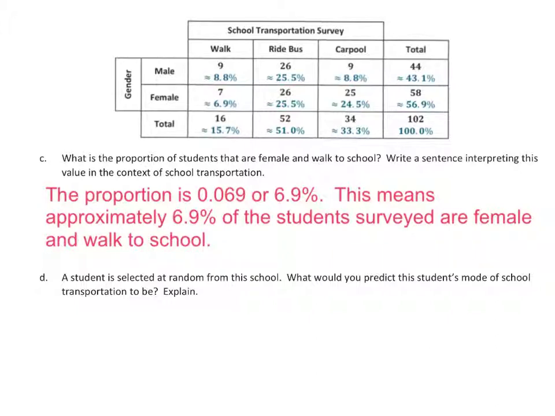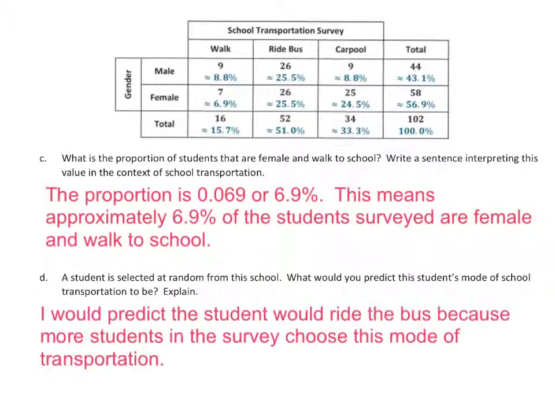Part D. A student is selected at random from this school. What would you predict this student's mode of school transportation to be? Explain. I would predict the student would ride the bus because more students in the survey chose this mode of transportation.